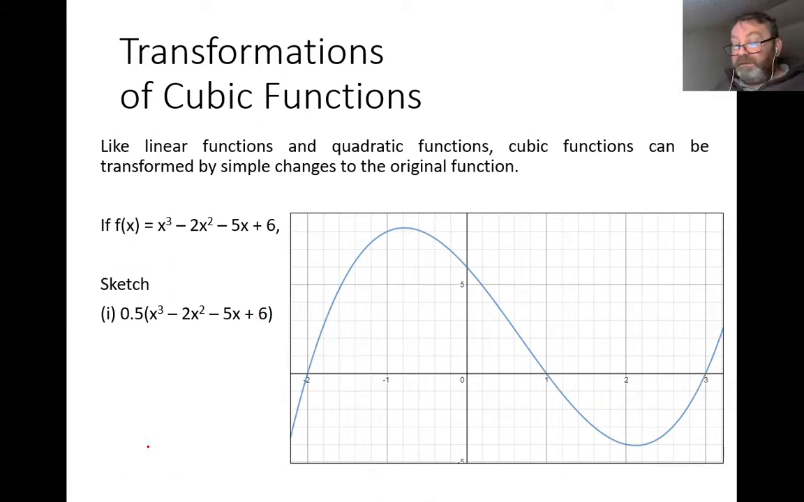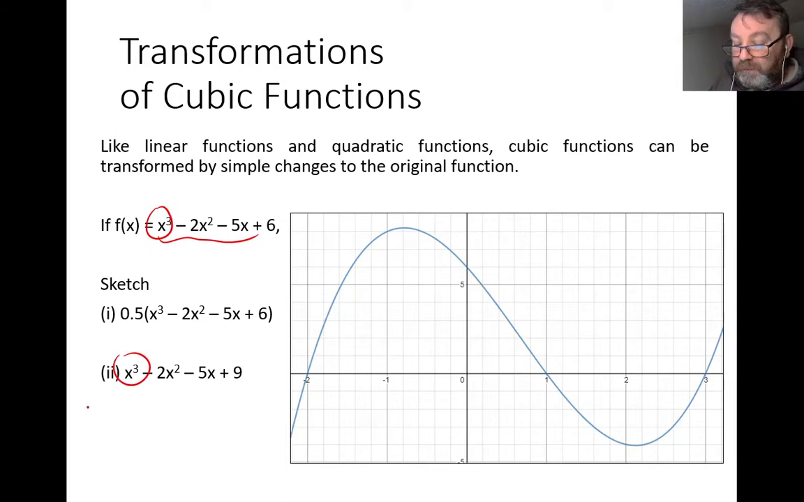That's the first one. Second one, sketch x cubed minus 2x squared minus 5x plus 9. So now, what's happened there? Look at the original function. No change in the beginning, so the heights will be the same. The change here is that you now have a graph not going through plus 6, but going through plus 9. 5, 6, 7, 8, 9, be up here somewhere.